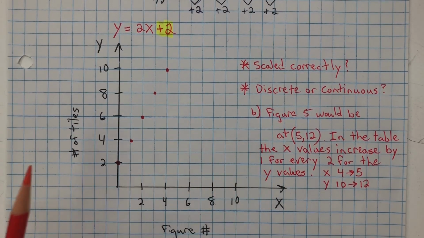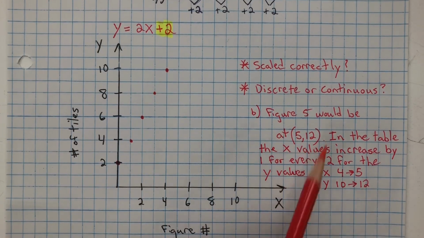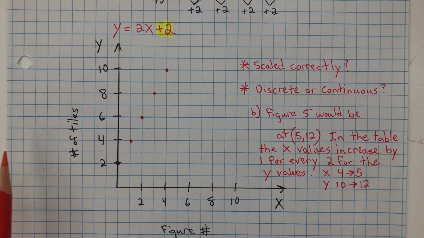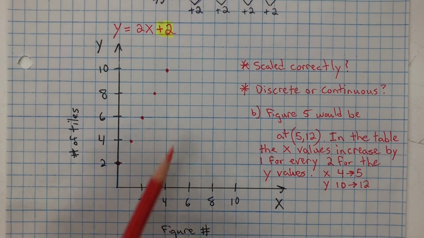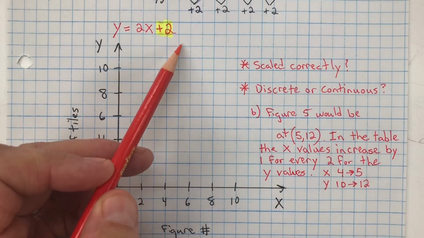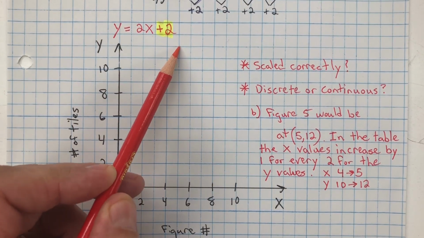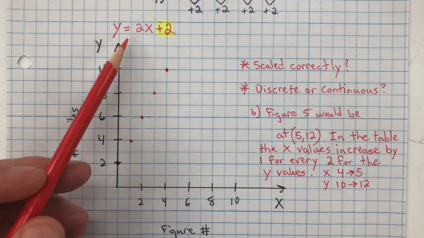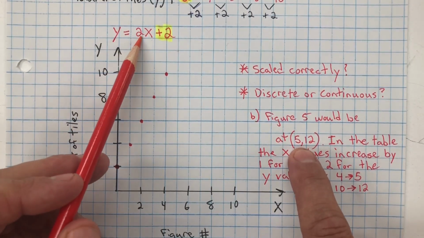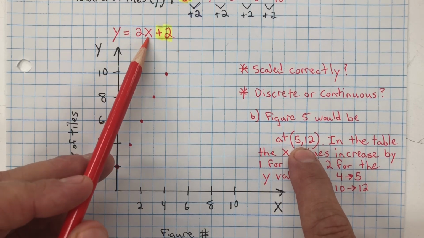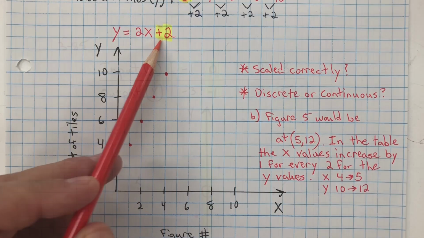For part B, figure 5 would be at 5, 2. And there's a couple of ways you can do that. You can look at figure 5 and go up on the graph and see that it would be here at 5, 2. Or you could plug it into the equation. If x equals 5, 2 times 5 is 10, plus 2 is 12.